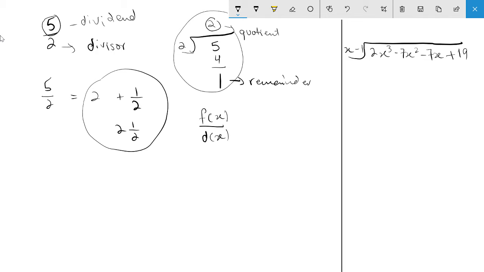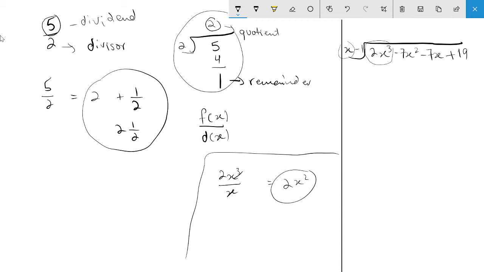So what do I have to multiply x by to get 2x cubed? Well, that's 2x squared. And if you can't just think of that in your head, you can think of it like this: you have 2x cubed, and you're dividing it by x. If we divide this out, the x cubed and the x reduce to x squared, and the 2 just remains. So we have to multiply x by 2x squared in order to get 2x cubed. So we put 2x squared here.